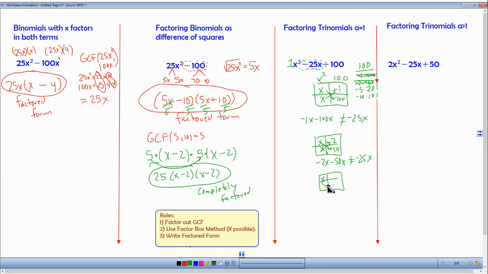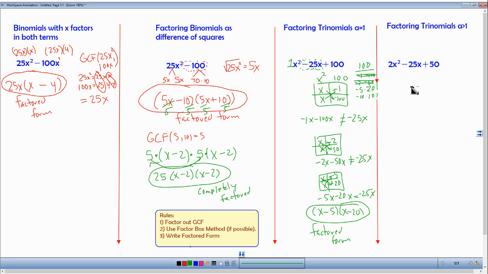Finally, you get to negative 5, negative 20. Put your x, put your x, put your negative 5, put your negative 20, check it. You get a negative 5x minus 20x. And that does equal a negative 25x. So you get to write x minus 5 times x minus 20. And you get to circle it. And you say that is completely, well, actually, it's factored and it's completely factored. So this is the factored form. And this is the final answer.